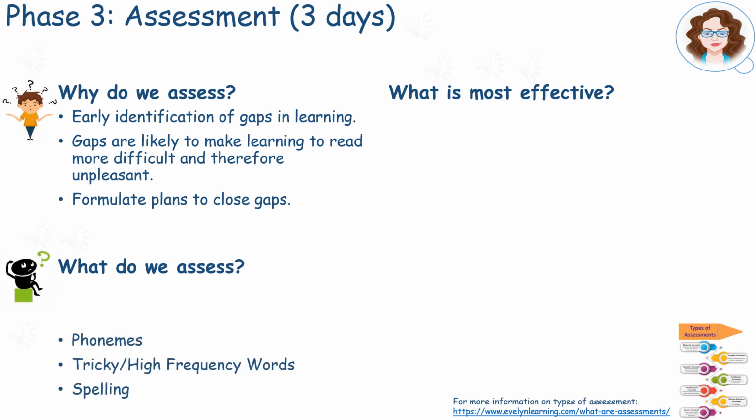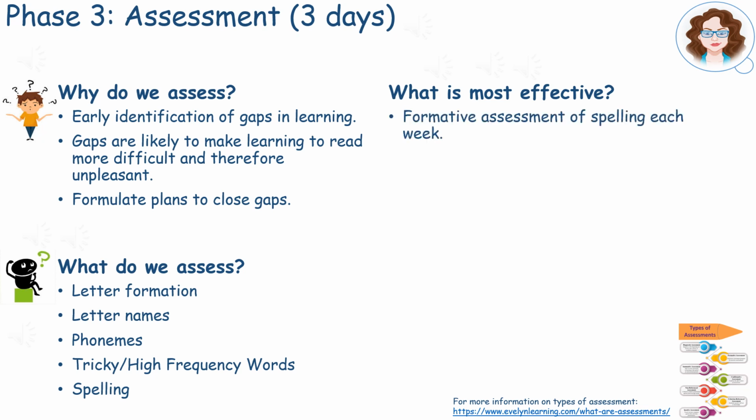In this program, phonemes, high frequency and tricky words, as well as spelling, are assessed at the end of each phase. In addition to this, letter formation and letter names are assessed at the end of phase 2. It is most effective to do formative assessment of spelling each week after the test. This enables you to identify the words that need to be revised and retested.